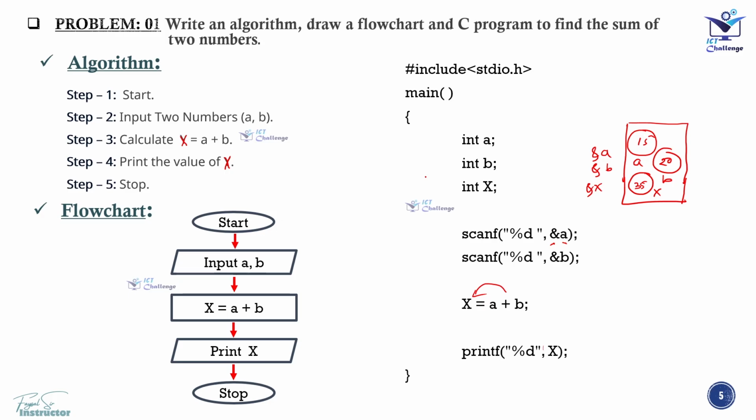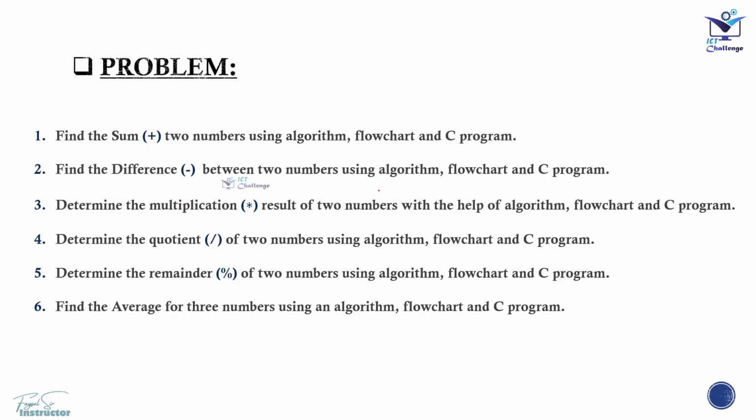Okay, after this problem we will go to our second problem, but from this problem we must change something inside of this program. That is very necessary to understand C programming with high quality understanding. So after that we have six problems. One of them I already completed. Here we have to find the difference, that means we have to subtract the values, then multiplication, then quotient and the remainder. After that we have to find the average, which is our problem number 6.